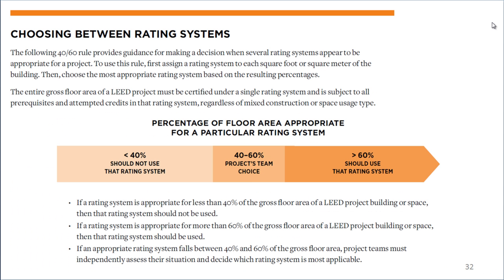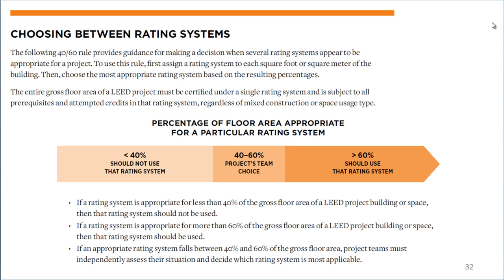We will now proceed to choosing between rating systems. The following 40-60 rule provides guidance for making a decision when several rating systems appear to be appropriate for a project. To use this rule, first assign a rating system to each square foot or square meter of the building. Then choose the most appropriate rating system based on the resulting percentages.